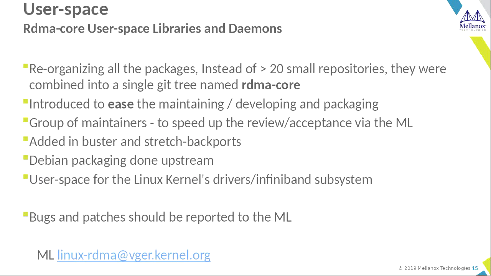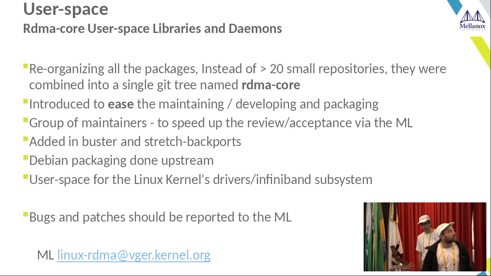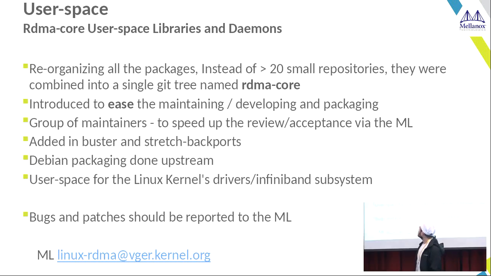User space. Nowadays we have the rdma-core user space package, the libraries and daemons. A few years ago, this package was reorganized. Instead of around 20 small repositories for the different providers, we gathered them in one Git tree named rdma-core. This package was introduced to ease the acceptance and the review of all the new features and code.